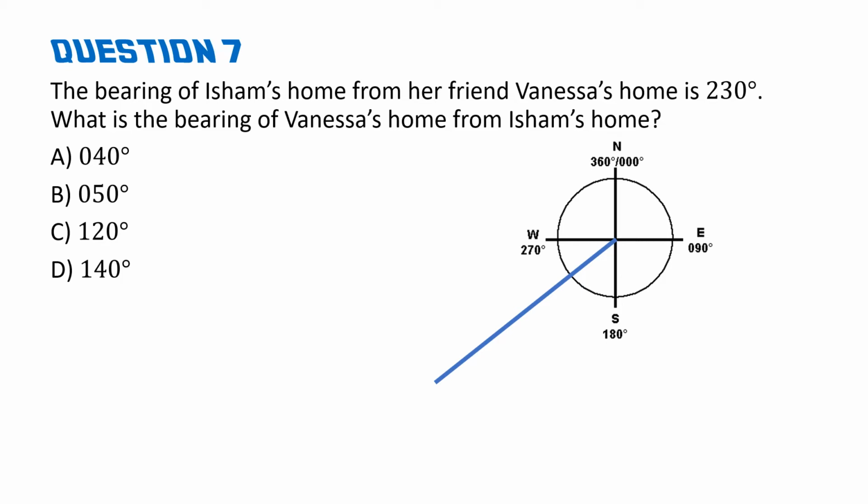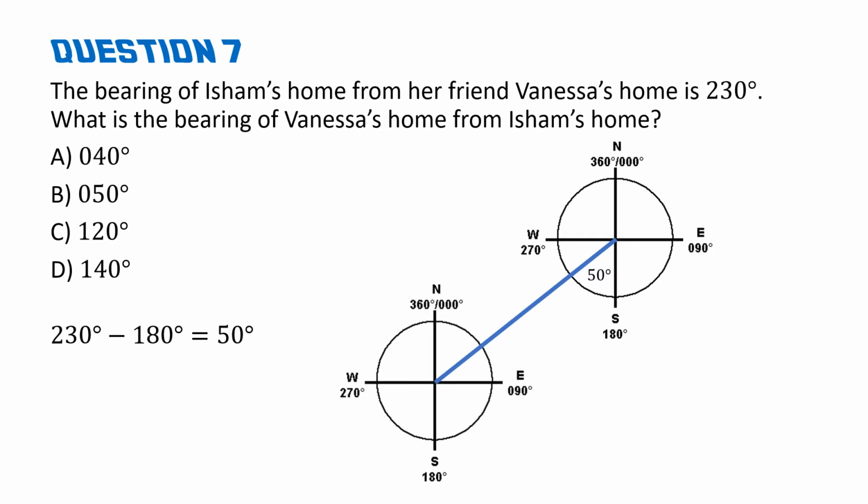Where exactly is that 230? Well, we know we're going to 180 plus a little bit further round to 230. So the difference between 230 and 180 is 50 degrees. So between south and that blue line, that's a 50-degree angle. So that is the bearing from one house to the other. We want to come back. So at the end of that blue line, we're going to draw in another compass bearing.